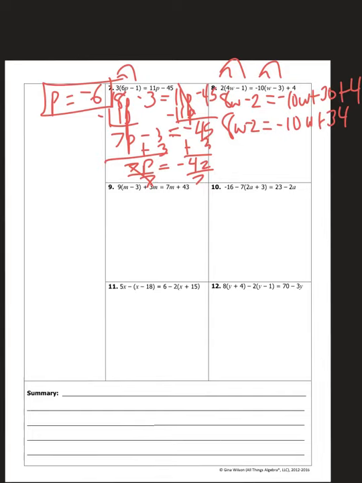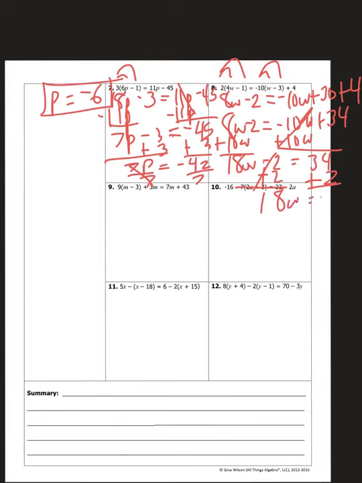Okay, now let's move the variable to one side. So let's add 10w to both sides. Okay, those cancel. That's 18w minus 2 equals 34. We're going to add 2 to both sides. Those cancel. 18w equals 36 and divide by 18. W equals 2.